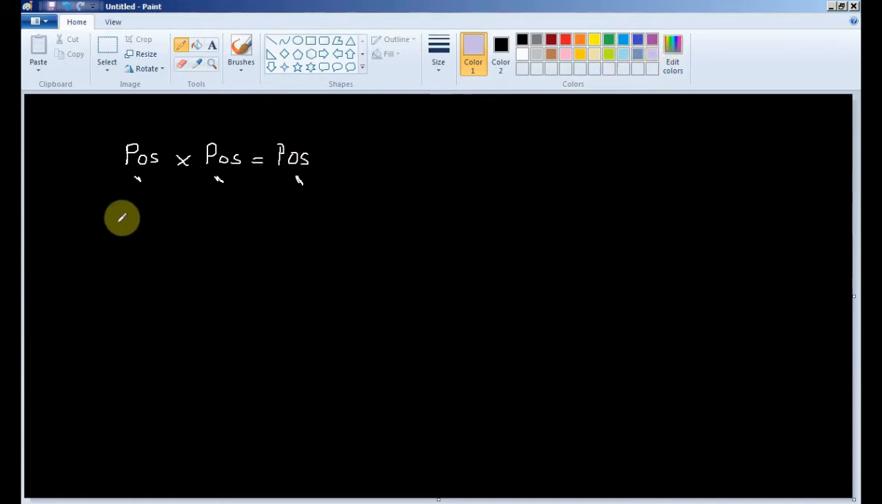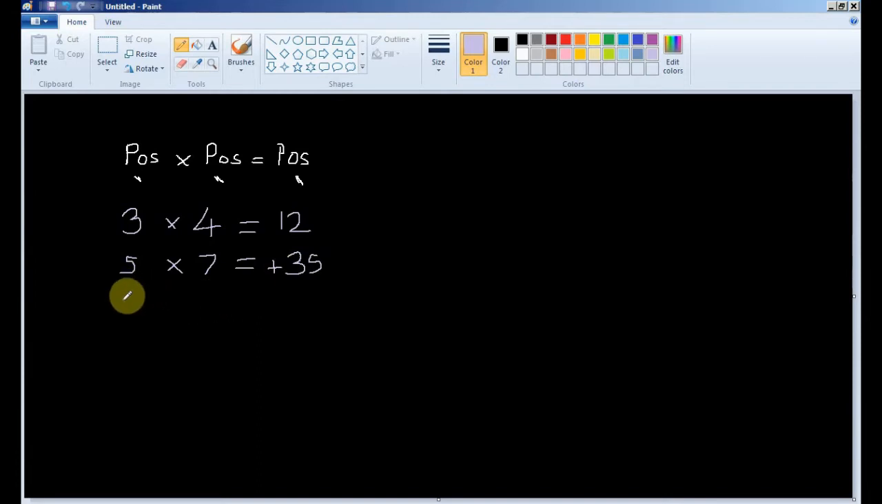Let me change the color here for my pen. So suppose I multiply 3 into 4. Since both the numbers are positive, I'm going to get a result which is also positive. 3 times 4 is actually 12. Let's take another example. 5 multiplied by 7. You can guess the answer, and the answer is going to be 35, but again it's going to be a positive number.